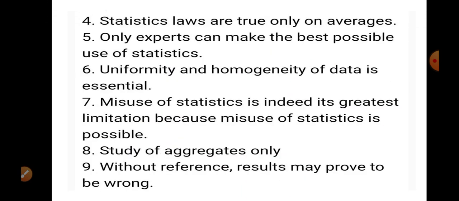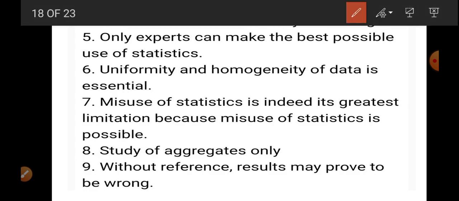Statistical laws are true only on average, so it is always an average number. An average is a central value that reflects the general feature, the general characteristic of a particular population. Only experts can make the best possible utilization of statistics. Remember, statistics is not for the lay person or the common people, it is always for expert people.